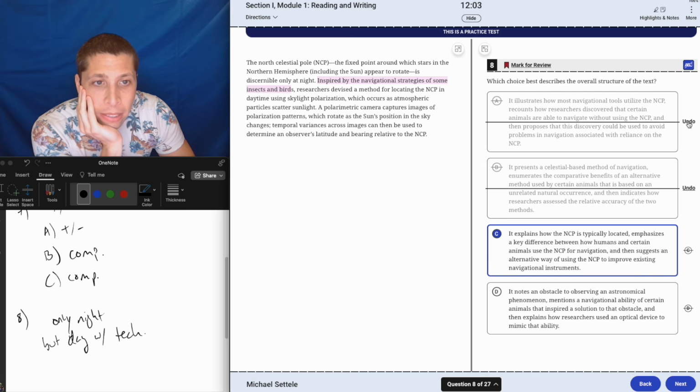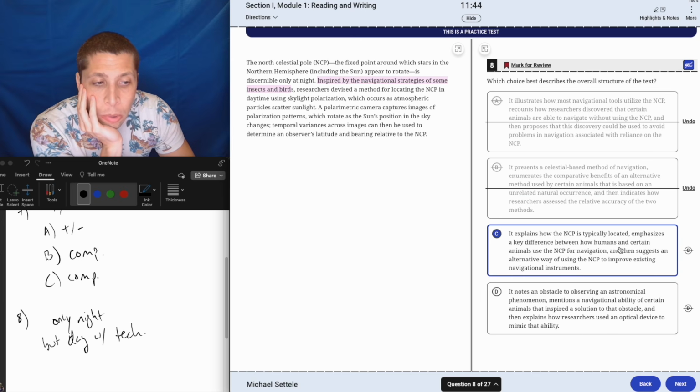It's quantifying. No. It explains how the NCP is typically located. Well, it doesn't say that actually. How is the NCP typically located? No. It's discernible at night, but how do they locate it? So I don't think that's right.